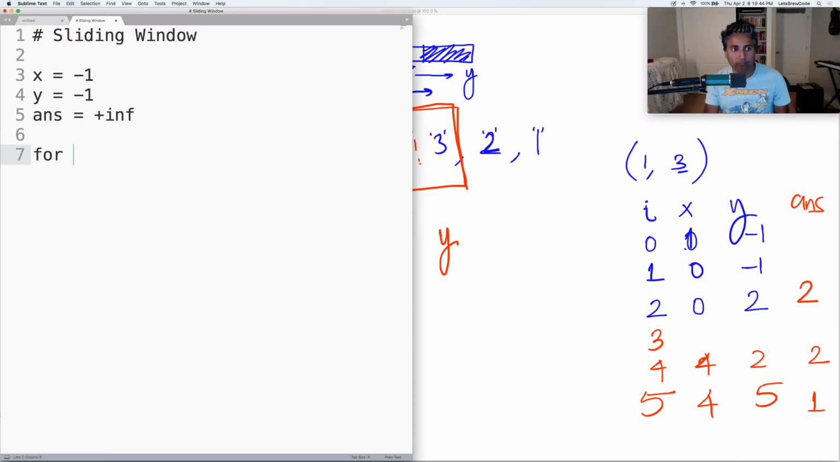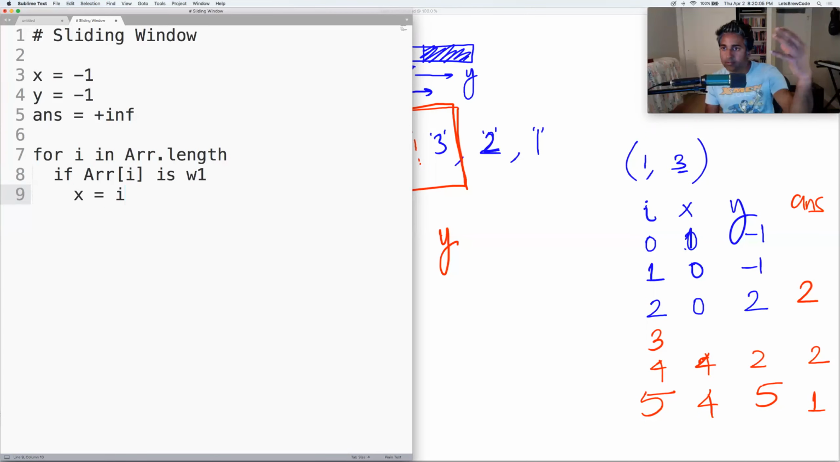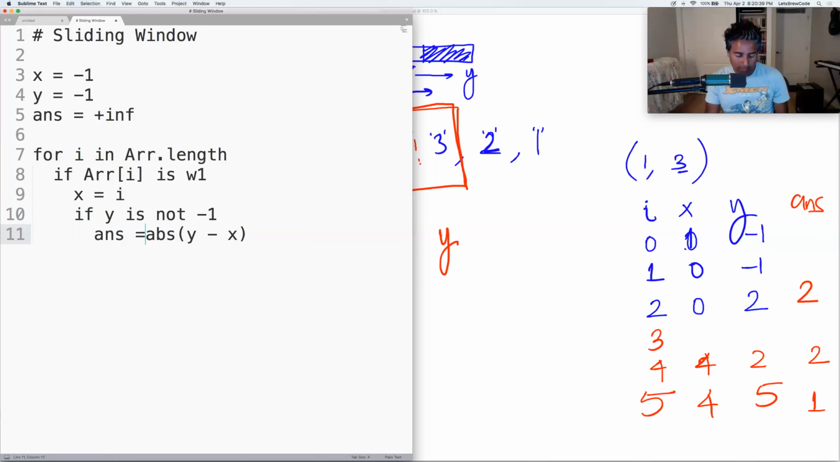Now I'm going to just write one loop for I in array dot length. If array of I is whatever the pattern number one, if this is the pattern number one, then at this point of time you move the X to I. You're going to move the X to that I location. And then you're going to check the difference Y minus X. Only if Y is not minus one, then the absolute of Y minus X will be the answer. And you can just check: answer equals the minimum of this or the answer itself.